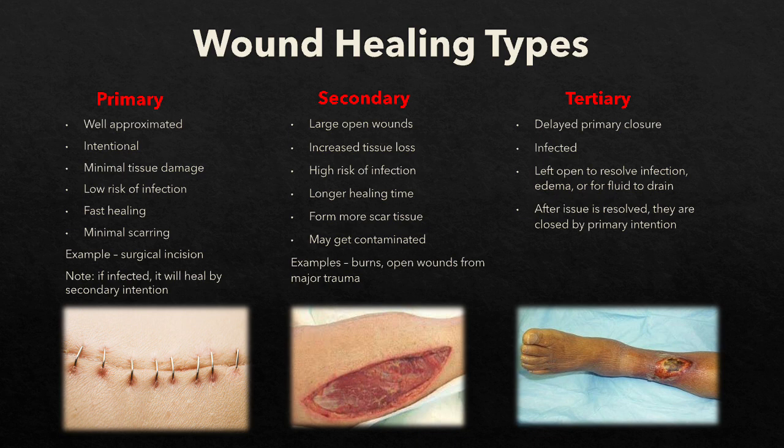Secondary healing occurs in large open wounds. They have increased tissue loss, high risk of infection, longer healing times, form more scar tissue, and can get contaminated. Examples include burns and open wounds from major trauma.